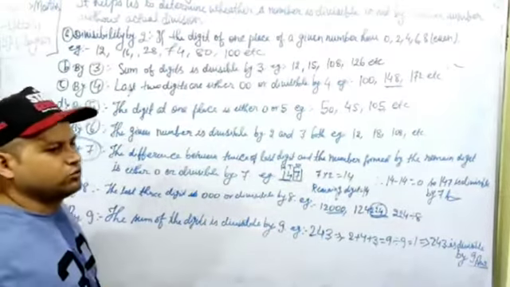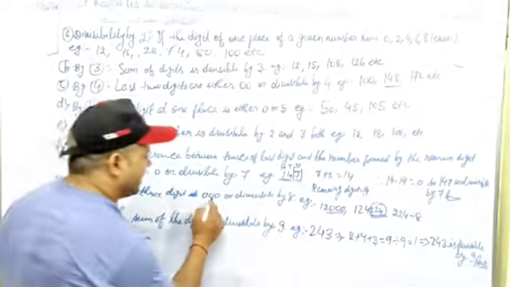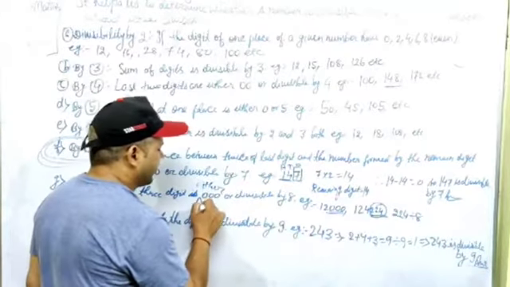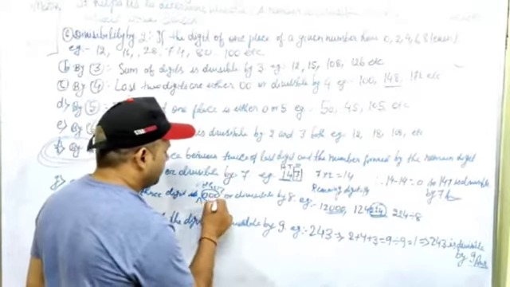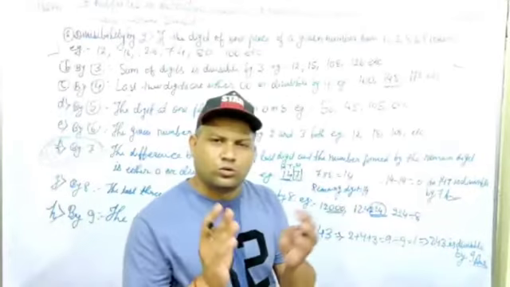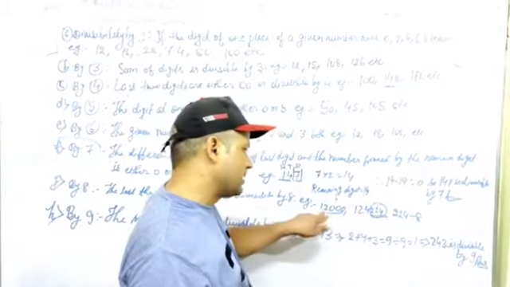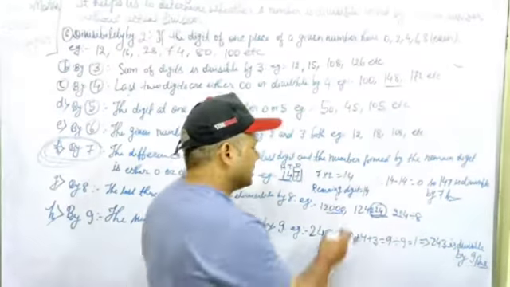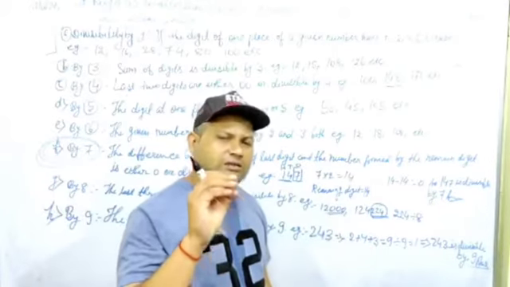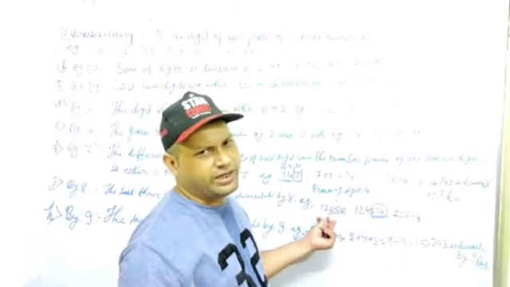Now the divisibility rule of 8. What is this? If the last 3 digits are either 0, 0, 0 or divisible by 8, then the number is divisible by 8. We have to look at the last 3 digits. For example, in 12,000 the last 3 digits are 0, 0, 0. Then we can say with confidence that 12,000 is divisible by 8.